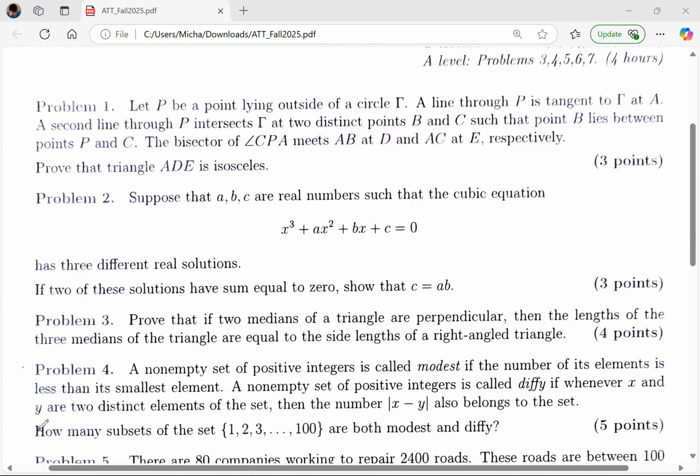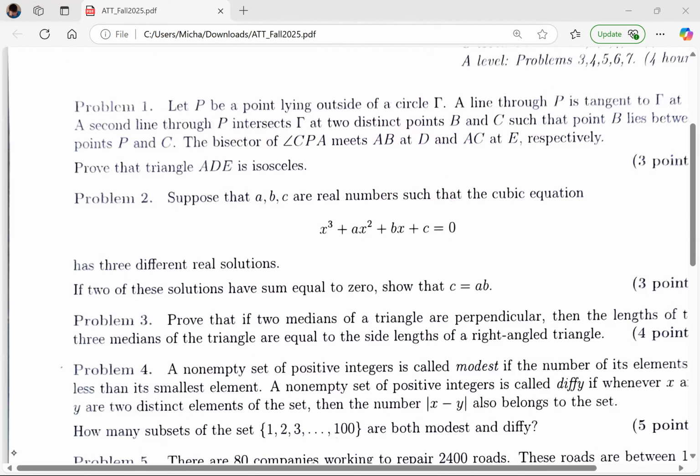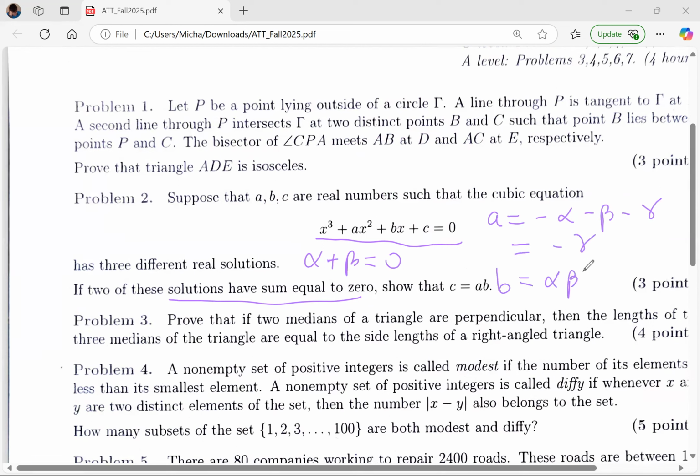Yes. Okay, so here you want to show the cubic has two real solutions, call them alpha and beta, where alpha plus beta equals 0. By Vieta's, A equals minus alpha minus beta minus gamma, which is equal to minus gamma, because alpha plus beta is 0. And then B is equal to alpha beta plus alpha gamma plus beta gamma, but alpha beta is 0, so B is alpha gamma plus beta gamma. And then C is equal to negative alpha beta gamma by Vieta's, and then this is just B times A. Yeah? Okay, that's problem 2.